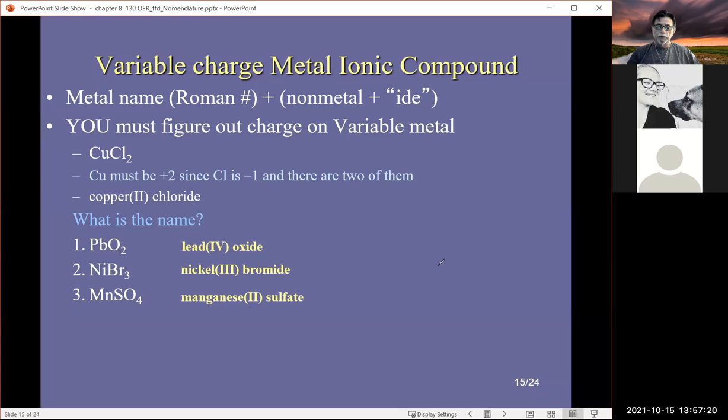Okay. All right, I think I've got one more, maybe. Okay, here we've got copper NO3. Anybody want to take a shot at that one? How would I name that one?